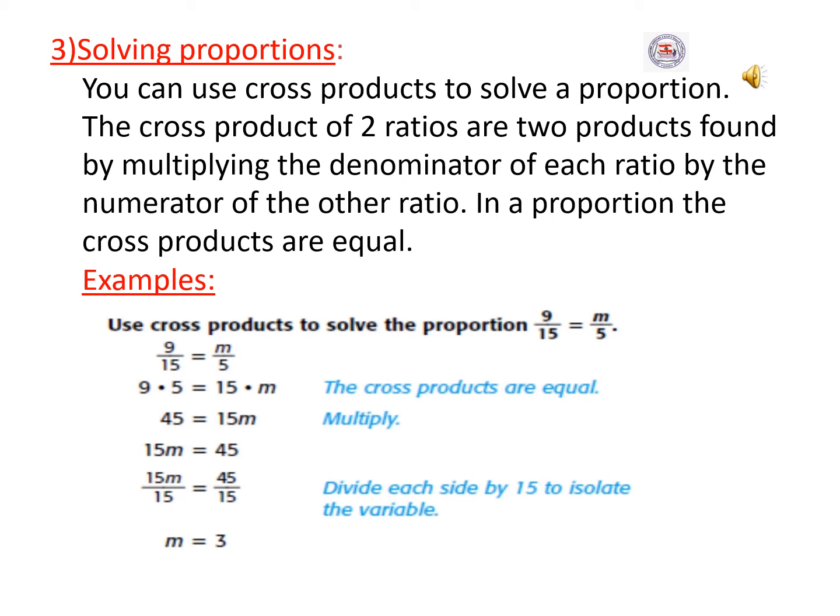Use cross product to solve the proportion 9 over 15 equals m over 5. 9 times 5 equals 15 times m. 9 times 5 is 45. 15 times m is 15m. We multiply. Then to solve for m, I'm going to divide 45 by 15 and the answer is 3.